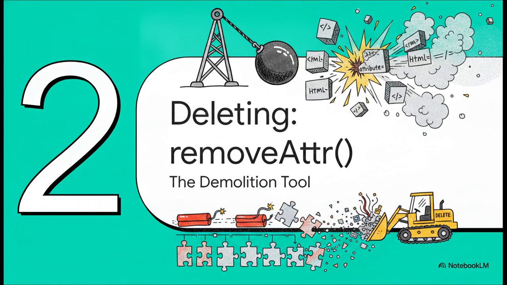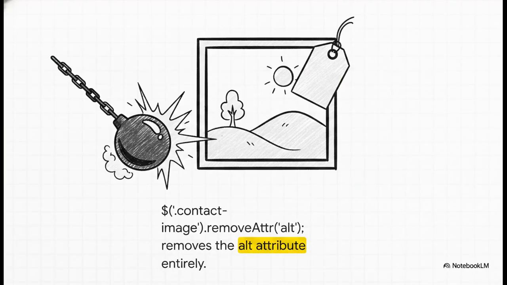Moving right along to Section 2, deleting with removeAttr. Let's break out the demolition tool. Now, what's really interesting about this setup is how incredibly simple the syntax is. It's just a single line of code.